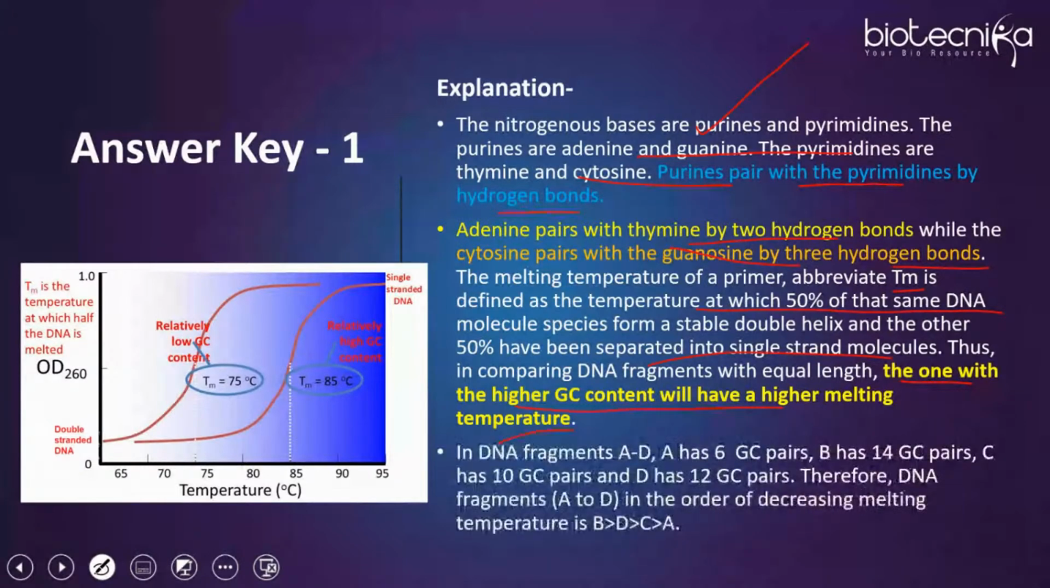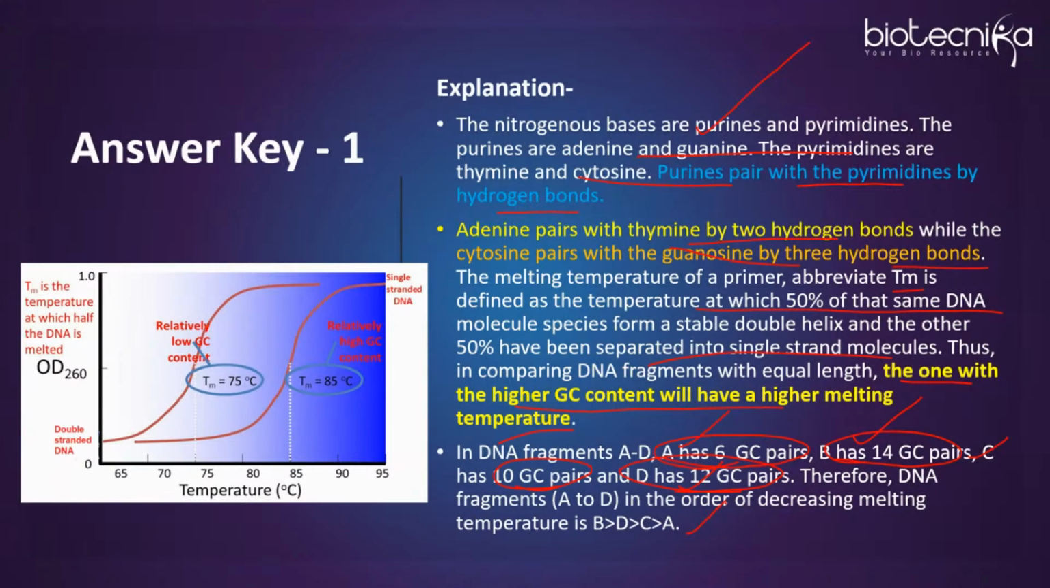Okay. So in the DNA fragments, sequence A has 6 GC pairs, B has 14, C has 10, and D has 12. So the order will be B first, then D, then C, and then A. So option 1 is the right answer.